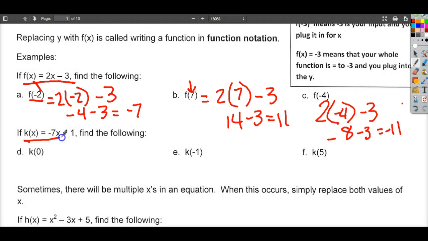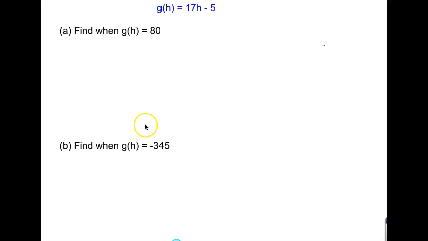Same thing here. K of x, that's fine. They want to call it the function k, that's fine. Don't worry about it. K of x, k of 0. So x is now 0. So -7 times x, which is 0, plus 1. That's 0 plus 1 is 1. So same thing. You get the idea. I'm being repetitive. So we've seen what happens when you are given the input and asked to find the output.